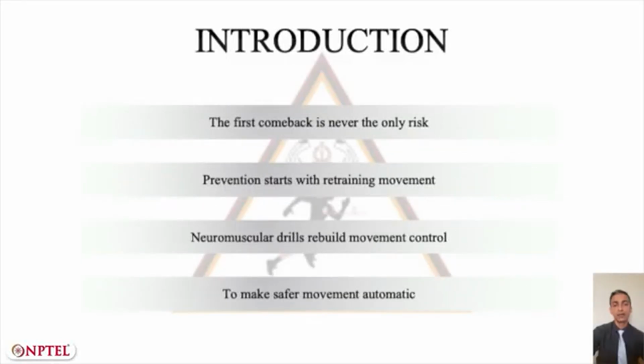The first comeback for an injured athlete is never easy, and it's not the only risk. Athletes often re-injure themselves when they return too soon or unprepared after a significant injury. Even though it is the ligament that was injured, prevention of re-injury starts with retraining of the movement and not with the healing of the ligament.